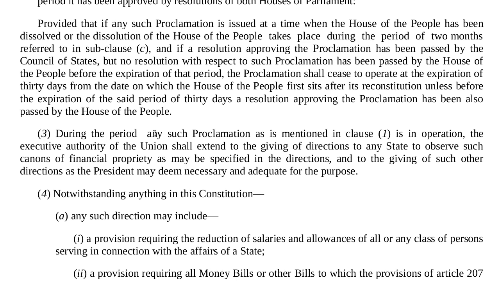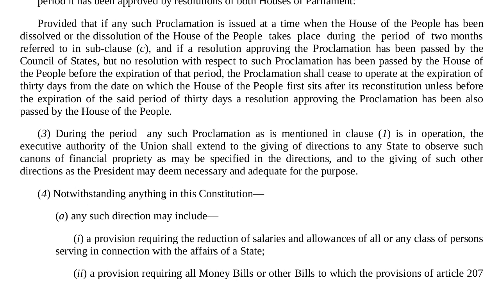3. During the period any such proclamation as is mentioned in clause 1 is in operation, the executive authority of the Union shall extend to the giving of directions to any state to observe such canons of financial propriety as may be specified in the directions, and to the giving of such other directions as the President may deem necessary and adequate for the purpose.